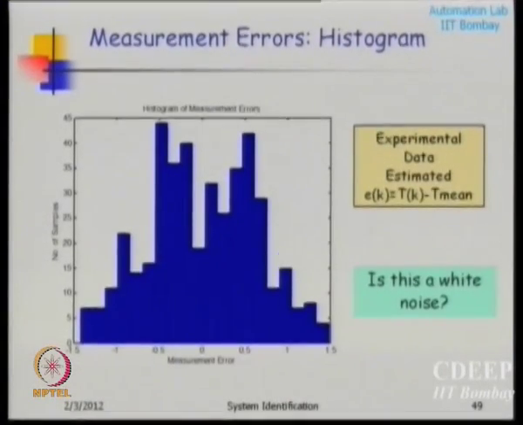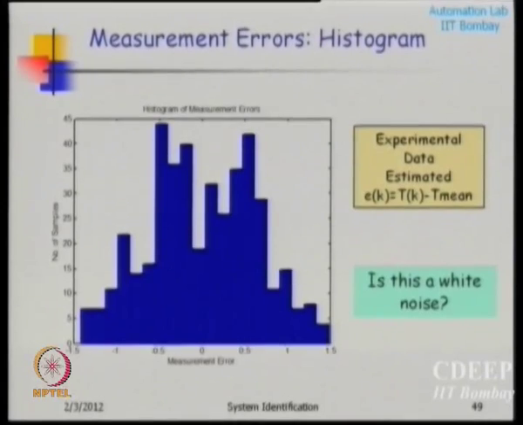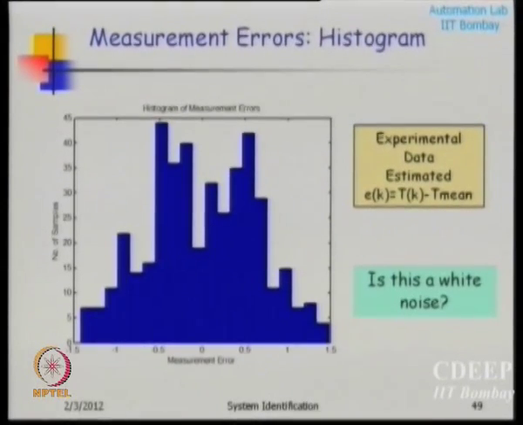So now the question is, this measurement sequence, the noise error in the measurement, is it a white noise? Okay.